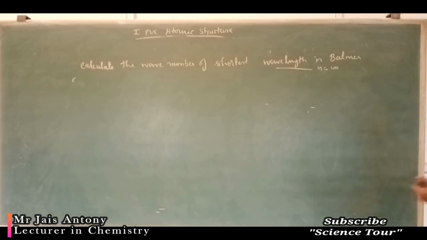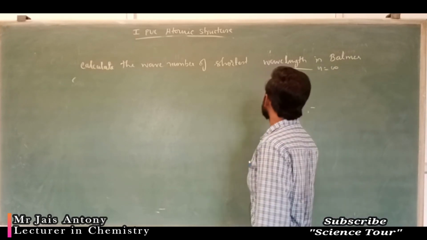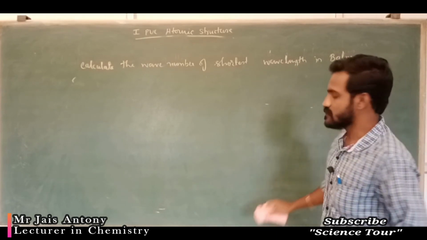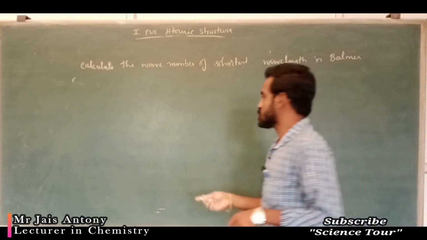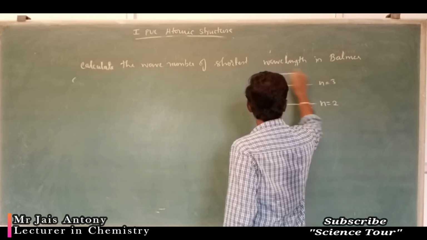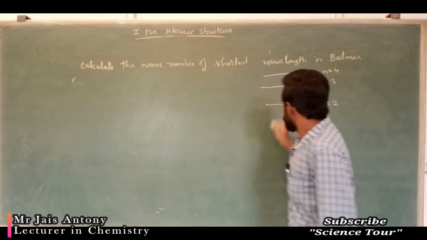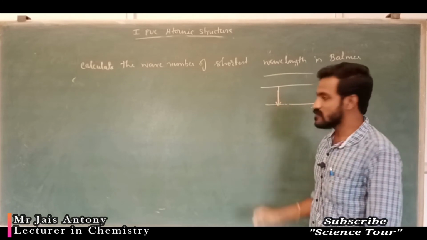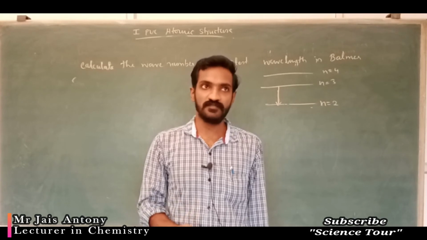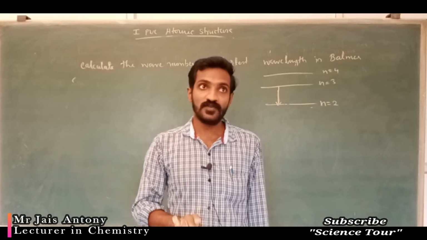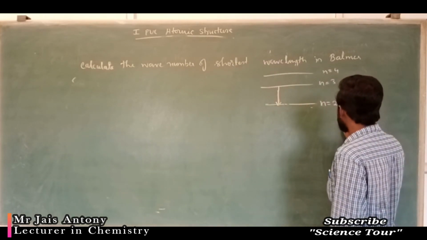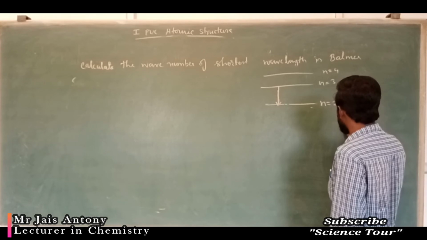My dear students, next problem is: calculate the wave number of the shortest wavelength in Balmer series. In Balmer series, you have to find the shortest wavelength. We already discussed the longest wavelength. You know that in Balmer series n is equal to 2, n is equal to 3, n is equal to 4, like that. So if you want the longest wavelength, the jump should be shortest. That means long wave, short jump; high jump, low wave. Remember this.